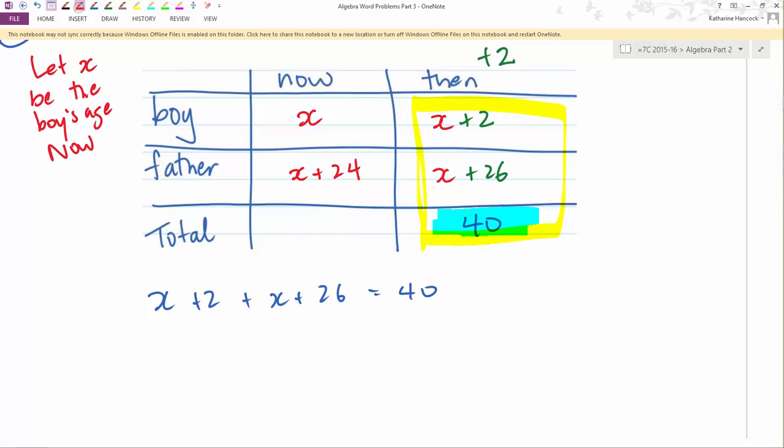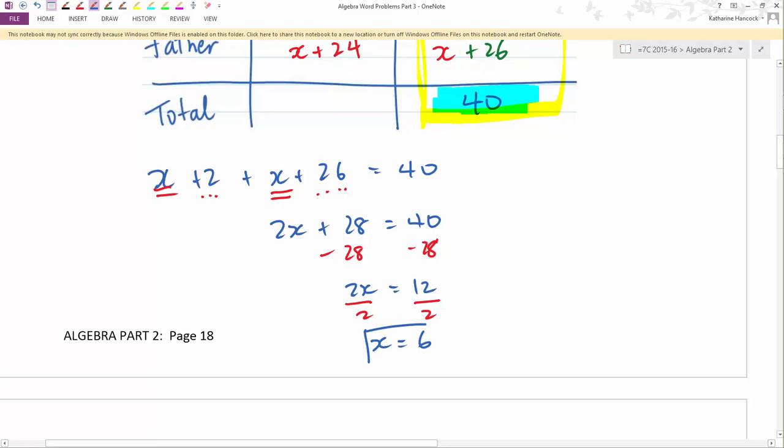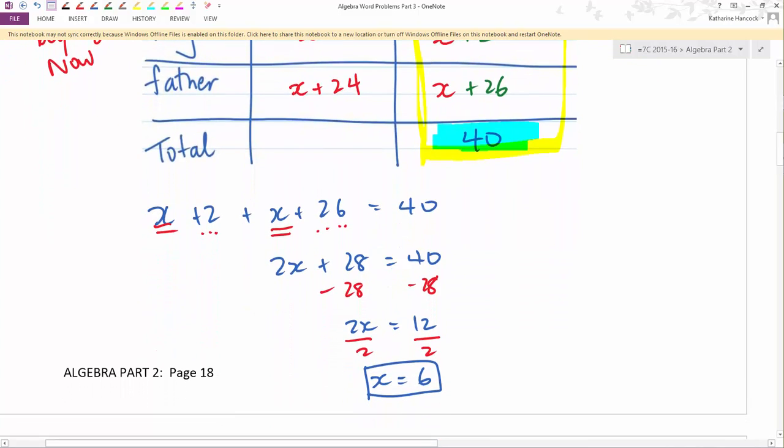I'm going to collect my like terms. I've got X's, and then I've got constants. So I'm going to get 2X plus 28 equals 40. I want to get X by itself, so I'm going to undo the 28. Take it away from both sides. I get 2X equals 12. I want X by itself. It's being multiplied by 2. So I'm going to divide both sides by 2, and I end up with 6. X is 6. So right now, the boy is 6.